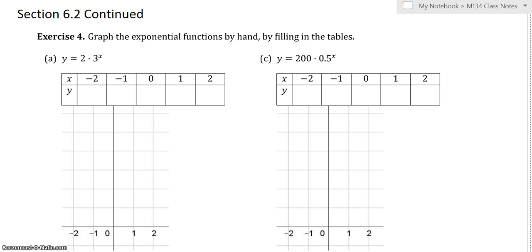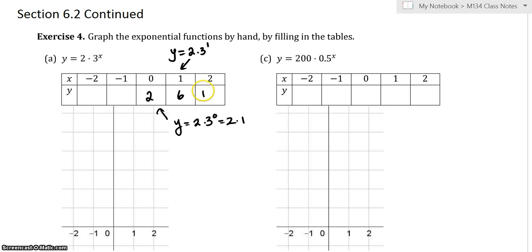Okay, are you done? Here's what I got. I'm going to start with plugging in a 0 because I think it's easier, and that is just 2. And how do you get that? That's y equals 2 times 3 to the 0. Well, we know 3 to the 0 is 1, so that's where you got the 2. Plug in a 1 is 6. How do I get that? I'll do it up here. Y equals 2 times 3 to the 1. And that would be just 3. 3 times 2 is 6. And finally, this one is 18.